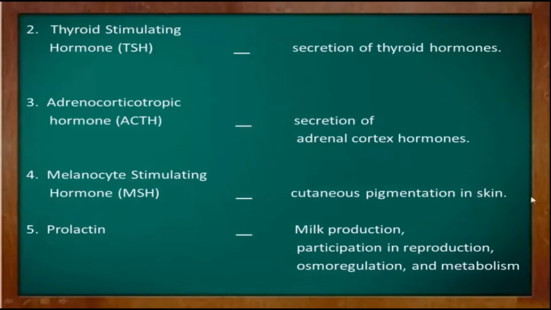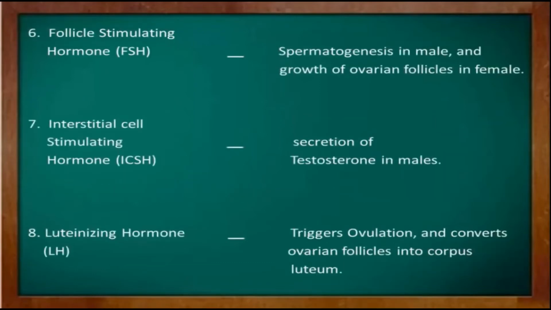So second, TSH, ACTH, everything over. Then the sixth one is follicle stimulating hormone, or FSH. It causes spermatogenesis in males and growth of ovarian follicles in females. In males, it stimulates the germinal epithelium of the testis for the formation of sperms. It induces the testis for the production of sperms.